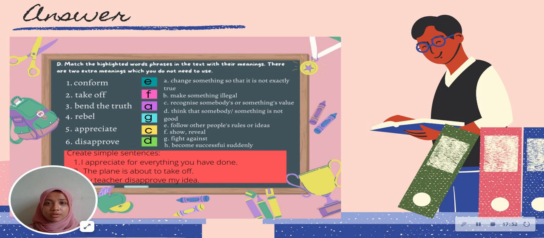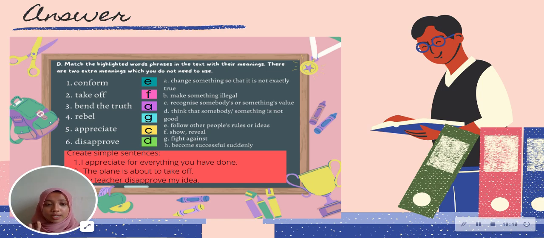If you get all the answers correct, very well done. You really understand the use of the words in the text. Because if you want to find the meaning of the words, you have to read back the text so that you can know what the meaning of the words actually is. After you are done matching the alphabet with the highlighted words, all you have to do is create a simple sentence using the words in the numbers.